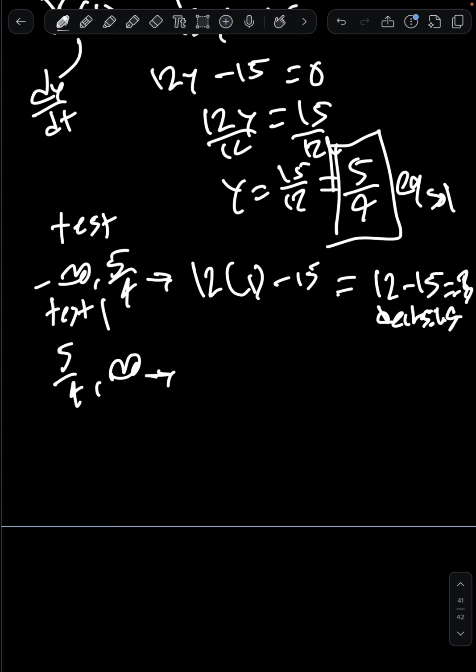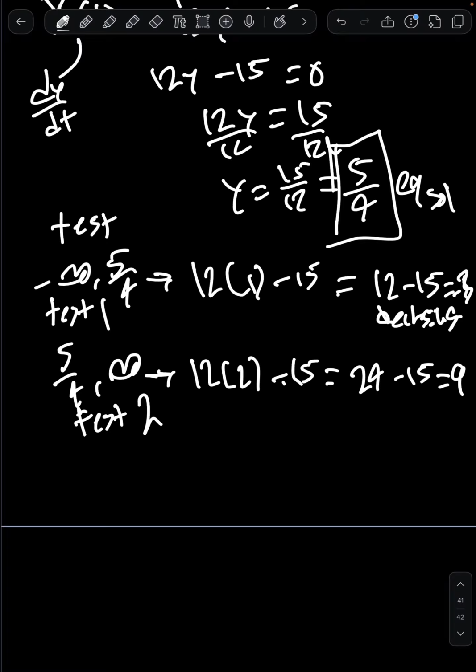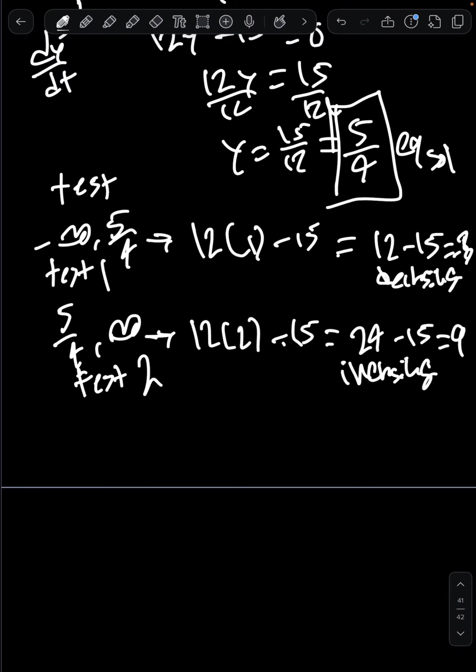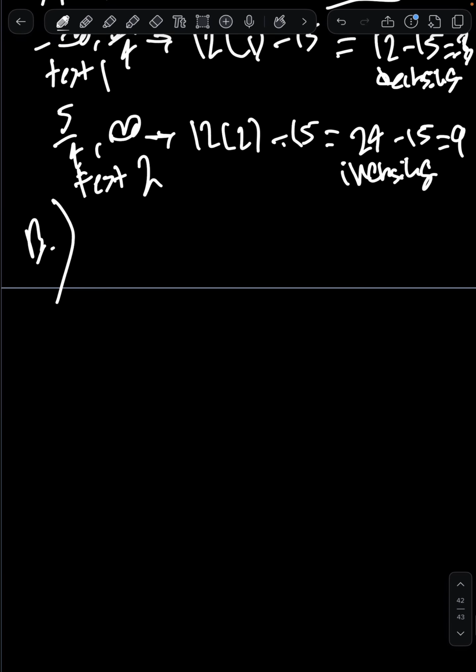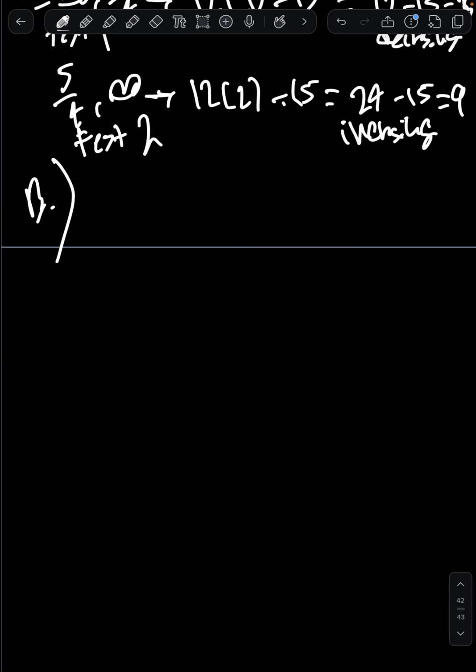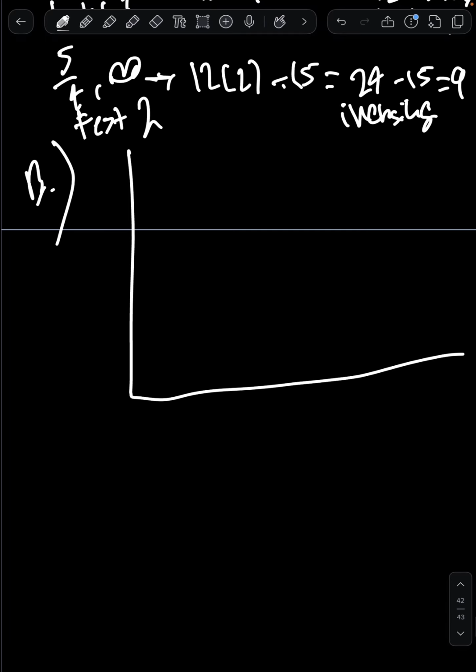Now we test from 5 over 4 to infinity. Let's test 2, since 2 is greater than 5 over 4 and within infinity. 12 times 2 minus 15 gives me 24 minus 15, which equals 9. That's a positive number, which tells me that the function is increasing, and therefore that the slope is also increasing. Now we can move on to part B, which tells us we want to find the direction field graph, or the sketch. So let's set up our coordinate.